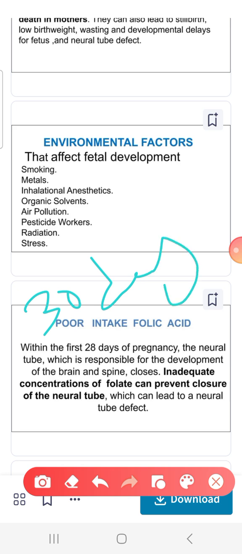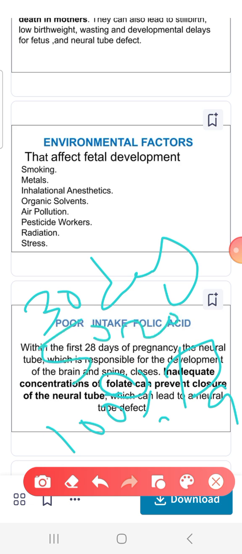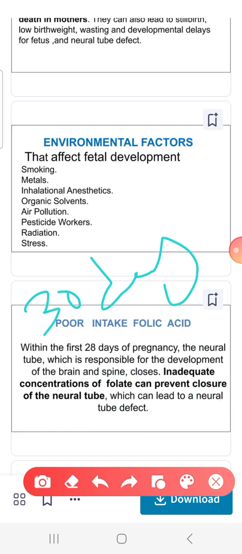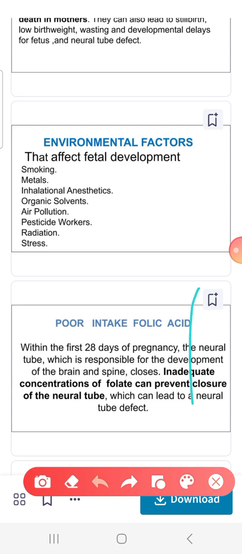And the next one, an adequate concentration of folate can prevent the neural tube from remaining open. If folic acid, vitamin B9, is present in the body at 100%, this type of problem is controlled. If this percentage decreases to 50 percent, 20 percent, or 10 percent, it leads to neural tube defects. So that's why poor intake of folic acid is mentioned here.